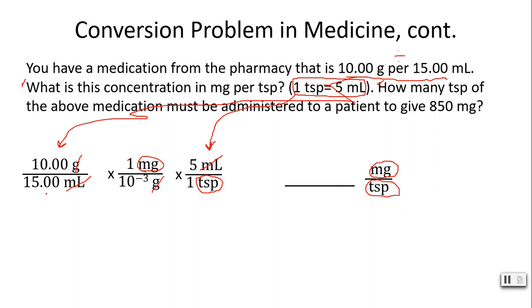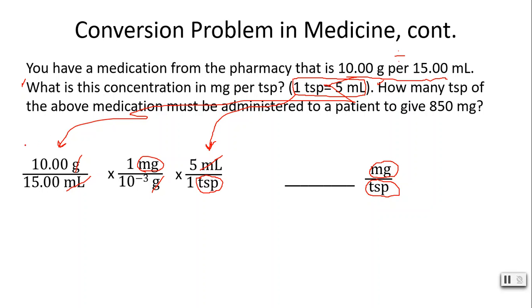Now again, if you want to multiply everything in the numerator, write that down. Multiply everything in the denominator, write that down, and then do the division, that's fine. Or if you want to do it stepwise, where you would do 10.00, divide by 15, multiply by 1, divide by 10 to the negative 3, that's fine as well. Both should give you the same correct final answer.